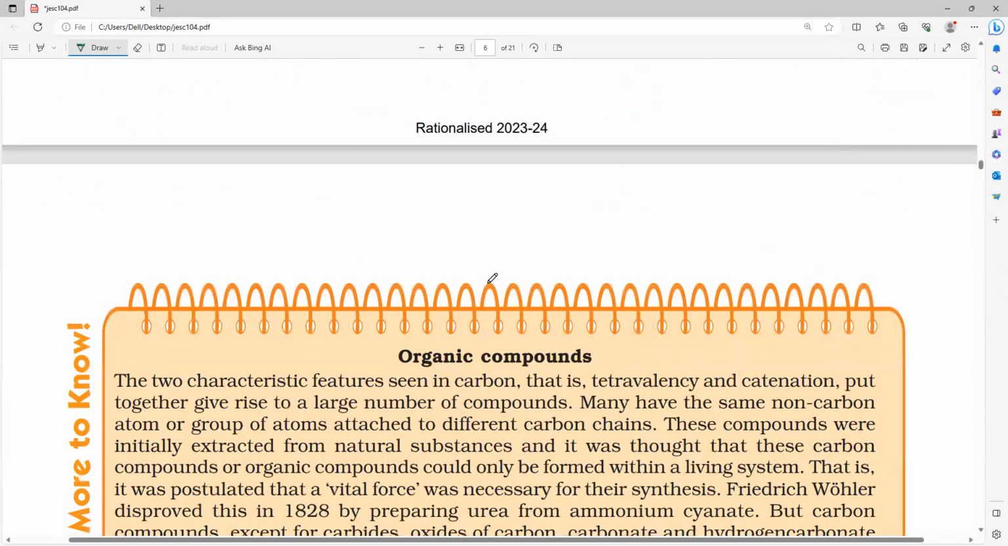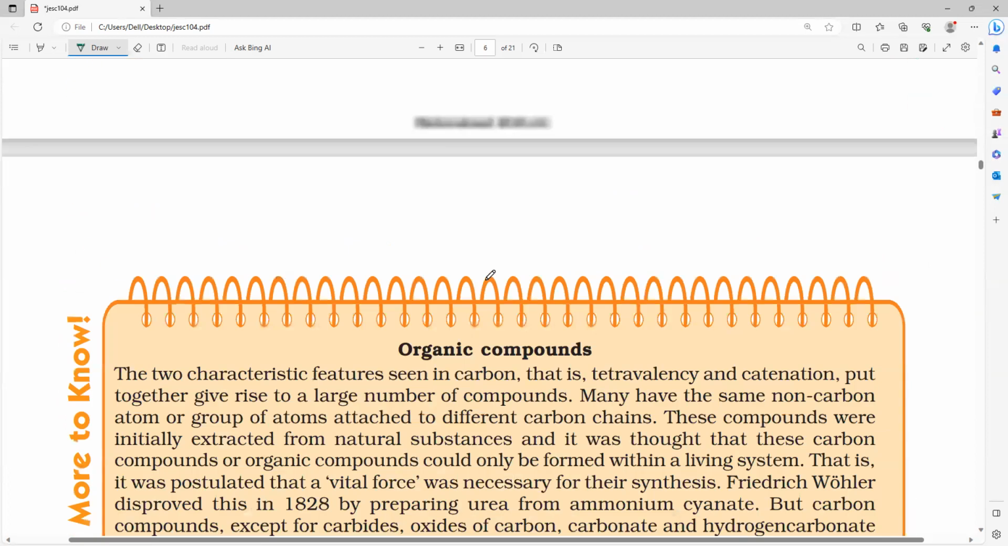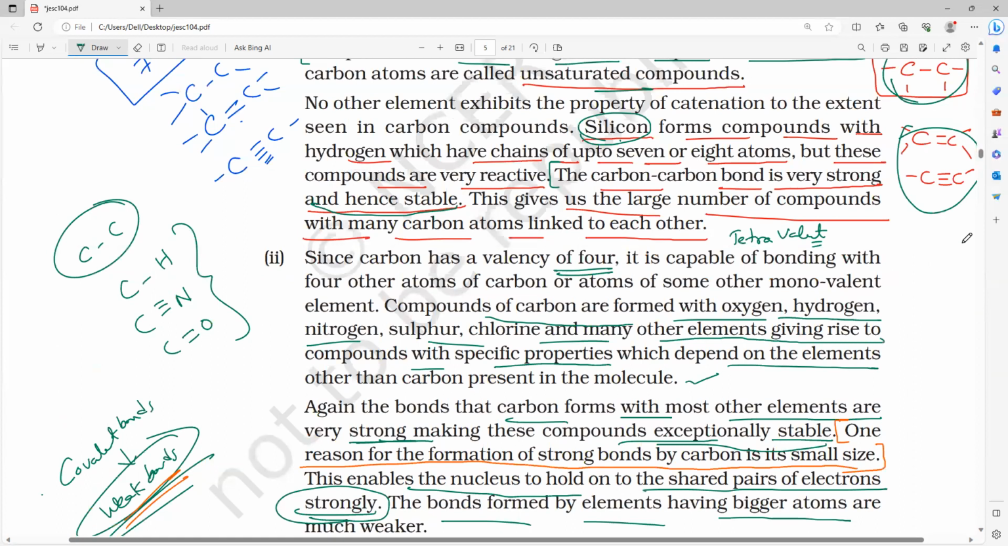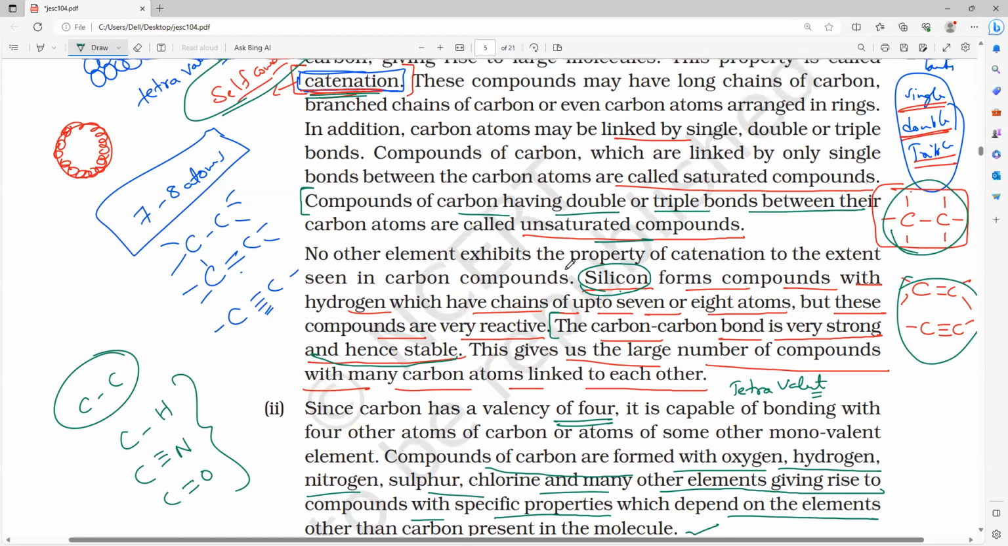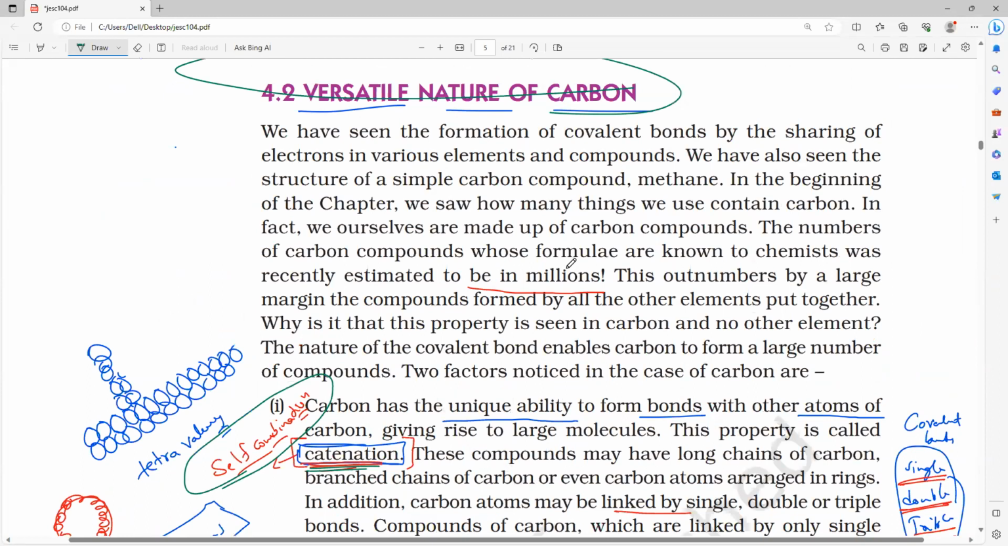Understanding? And tetravalency. Next, the third property. That is what? Multiple bonding. Here itself it will be explained. Multiple bonding. What bonds can it form, everybody? It can form a single bond. It can form double bonds. It can form a triple bond. That is called multiple bond formation. No other element will show this property. That is what we call the versatile nature of carbon.